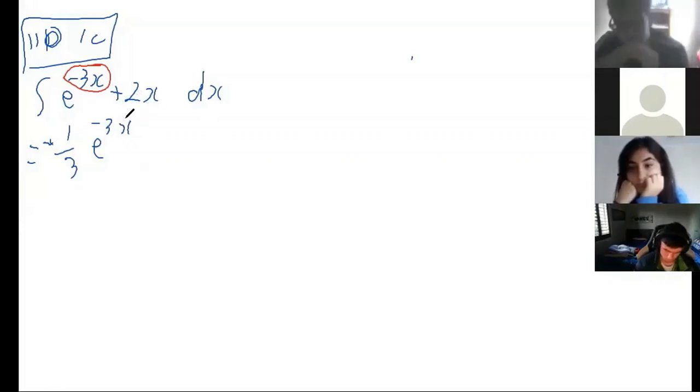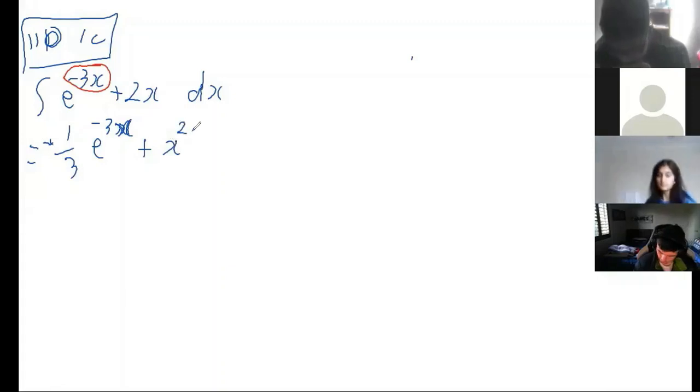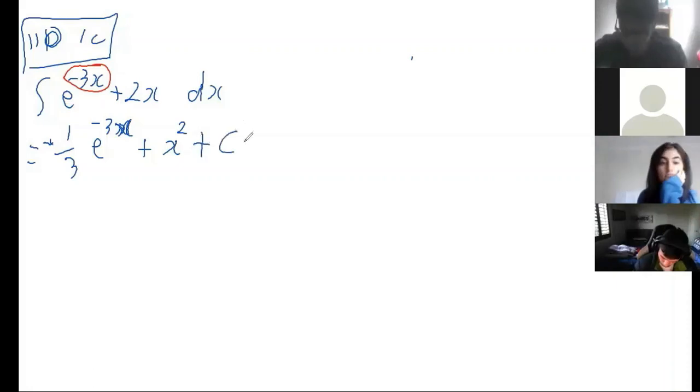Now we're going to integrate this one here, plus 2x. When we integrate that one, it becomes x squared. Adding 1 to the power and dividing by it, you still get x squared. Probably don't need to show you all that. And then you've got your plus c. That's 1c, that one's done. Has anyone got a question on that one?